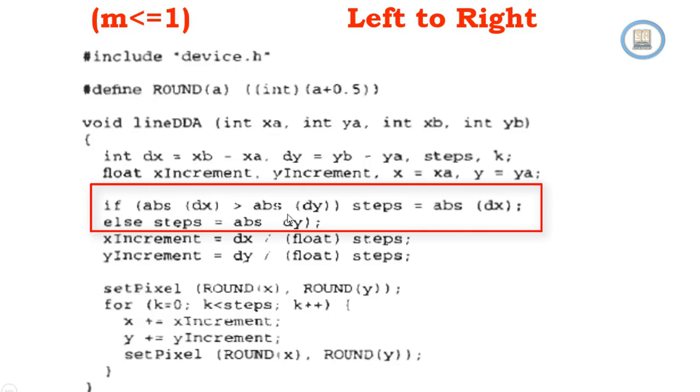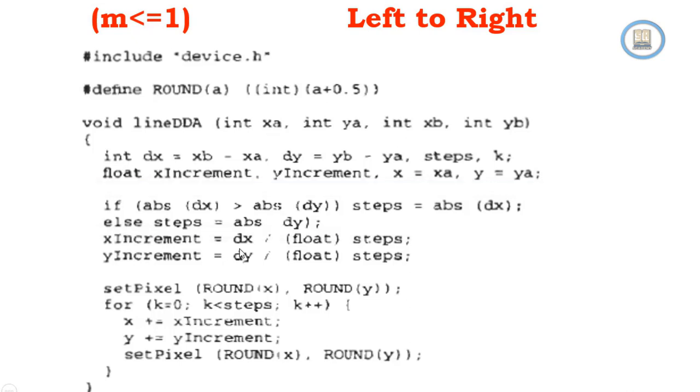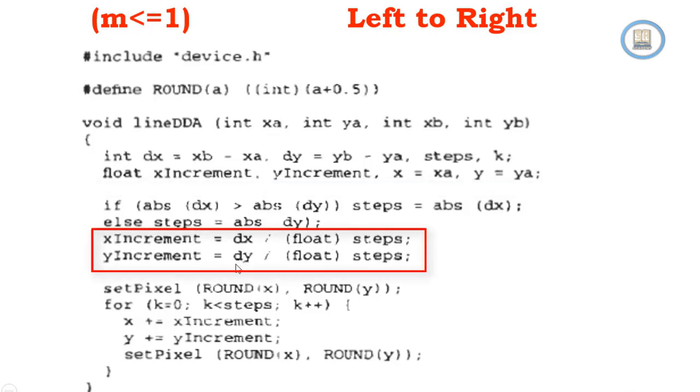That is, if dx is greater than dy, then the step will become the absolute value of dx. Otherwise, the step will become the absolute value of dy. If dx is greater than dy, then we consider the number of steps as dx, or you can say we consider whichever is greater. In either case, the x increment is dx divided by the step, and the y increment is dy divided by the number of steps.